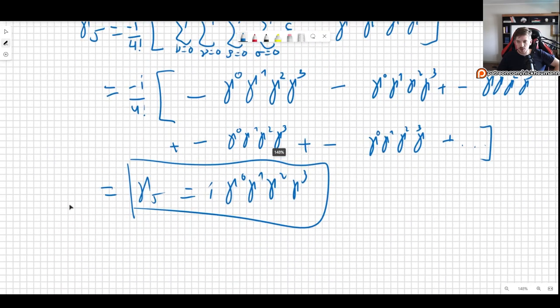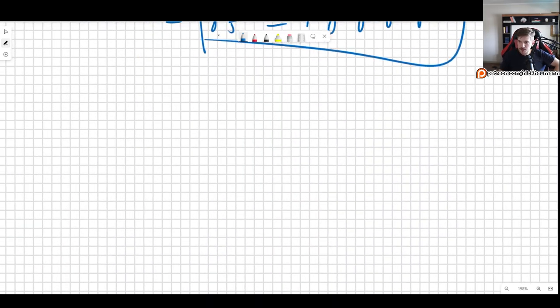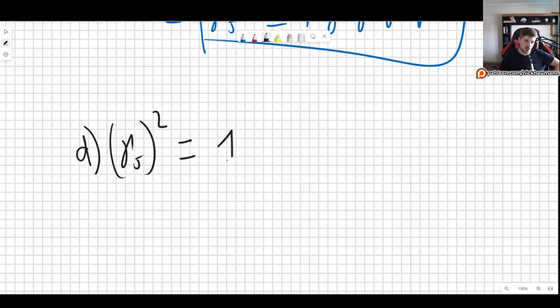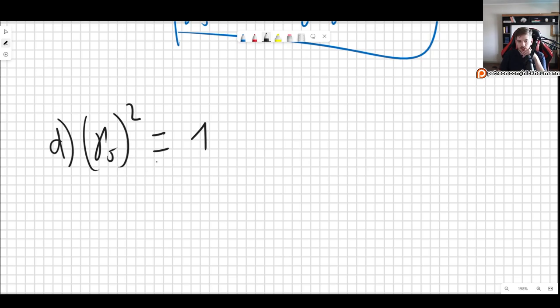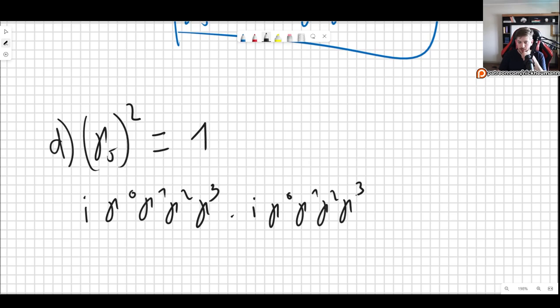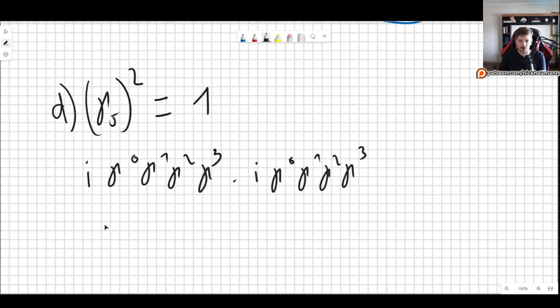So part D was asking us to prove the following. It says prove that gamma 5 squared is equal to 1. Okay, so that's what we're going to be doing. Now this is going to be relatively straightforward. Let's just plug in gamma 5. So this would be i gamma 0, gamma 1, gamma 2, gamma 3, times i gamma 0, gamma 1, gamma 2, gamma 3. So of course there are always several ways to solve this. This is just one of them. This is the first one that came to mind.